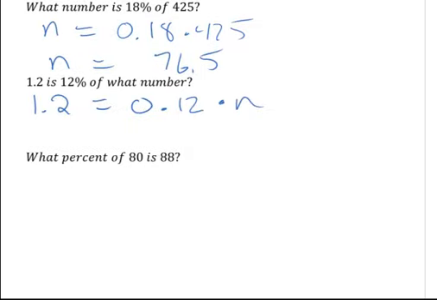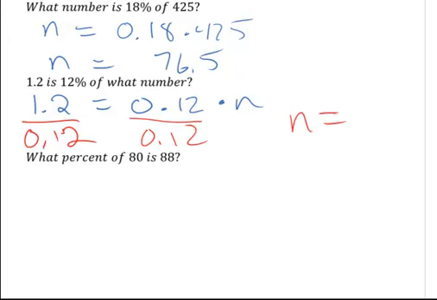Okay, you might want to hit pause because I'm going to do the next one. You should have ended up with 1.2 equals 0.12 times n. I had to change that 12% from a percent to a decimal. Since I want to get my letter n by itself, I need to get rid of my 0.12 by dividing. So I'm going to divide on both sides. If I take my calculator, 1.2 divided by 0.12, you should come up with 10.